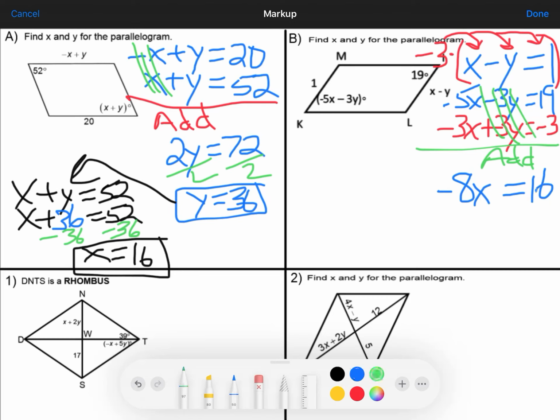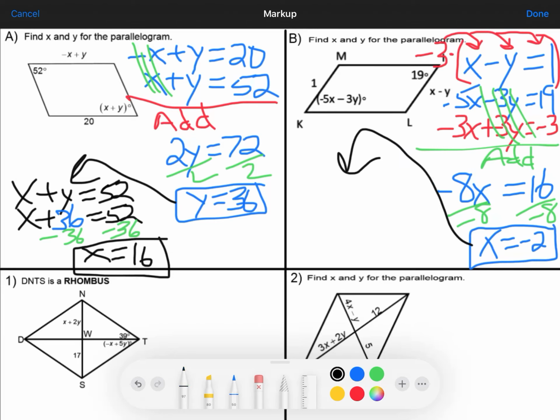All right? Divide by negative 8, divide by negative 8. You get x equals negative 2, and you're good to go. And now you'll just re-plug it into any equation you want. Doesn't matter which one you choose. I'm going to choose the negative 5x one. Negative 5x minus 3y equals 19. I could have chosen any of the other equations.